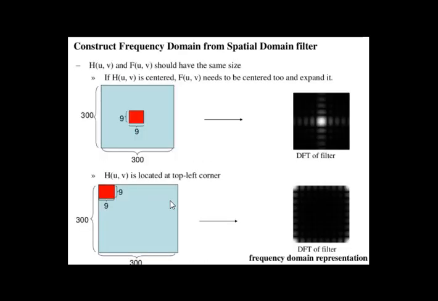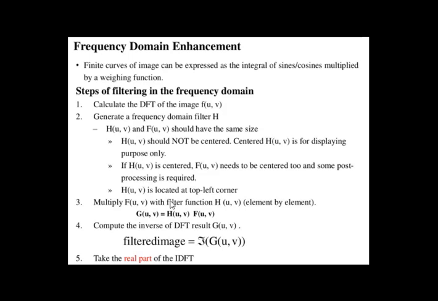Let's revise this process again, for those who did not understand. Take any image f(x,y). If we take the discrete Fourier transform of it, it becomes F(u,v). Now generate a filter. After applying the Fourier transform, generate one filter, H, which will be H(u,v).